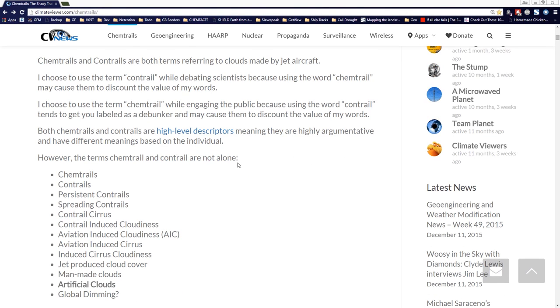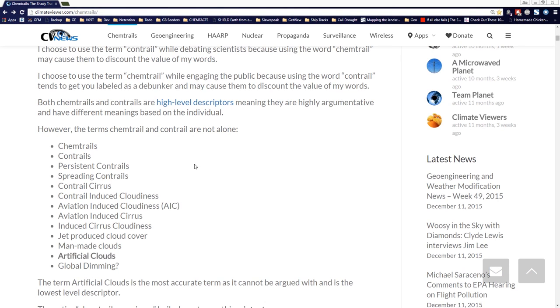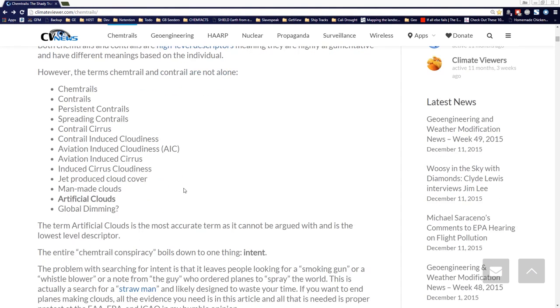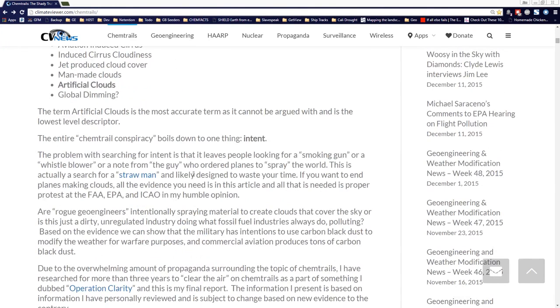This is for the people who are not just getting into chemtrails, but have been dealing with this for quite a while and want answers. So let's get down to it. Both chemtrails and contrails are high-level descriptors, meaning they're highly argumentative and have different meanings to different people. So what terms are there? Chemtrails, contrails, persistent contrails, spreading contrails, contrail cirrus, contrail-induced cloudiness, aviation-induced cloudiness, induced cirrus cloudiness, jet-produced cloud cover, man-made clouds, artificial clouds, and global dimming.